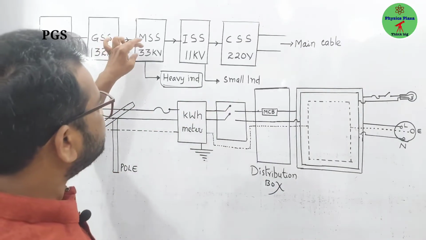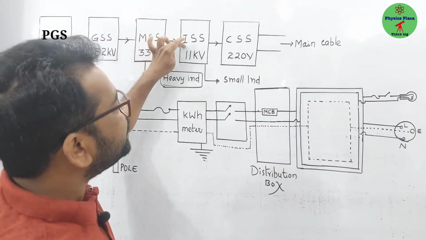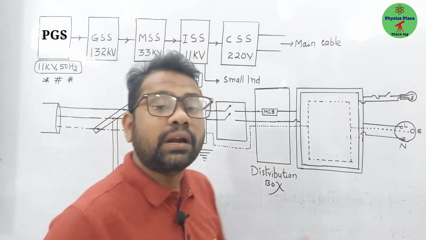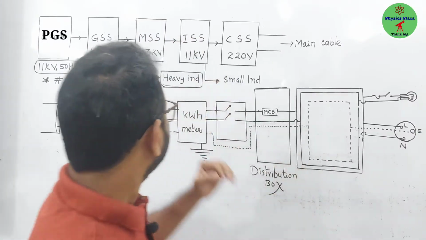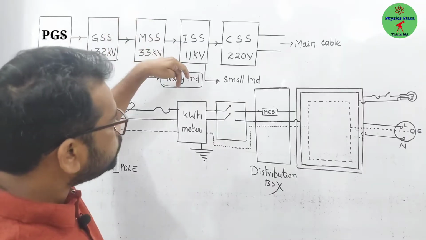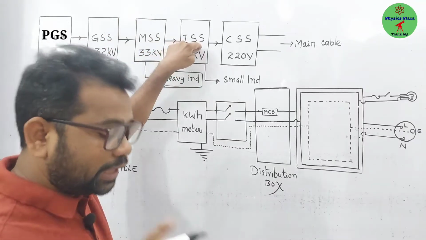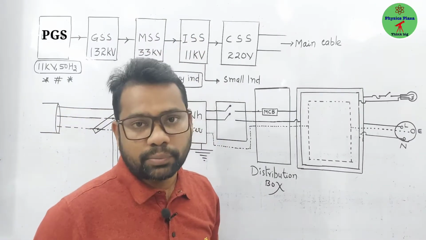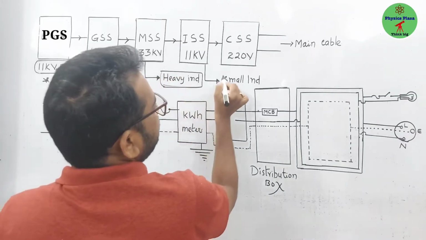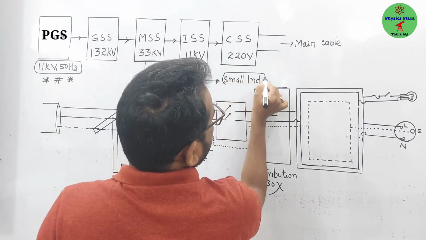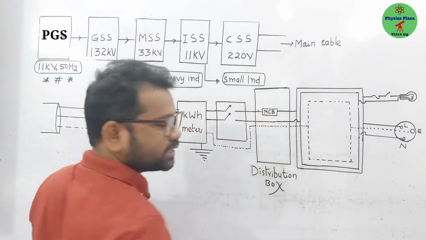Now this 33 kV power is sent to the intermediate substation, ISS, where this 33 kV is brought to 11 kV with the help of a step down transformer. Children, the power with 11 kV is again useful for small scale industries.